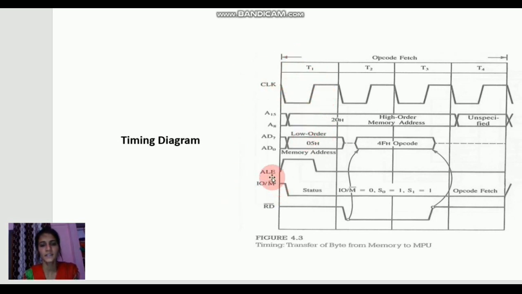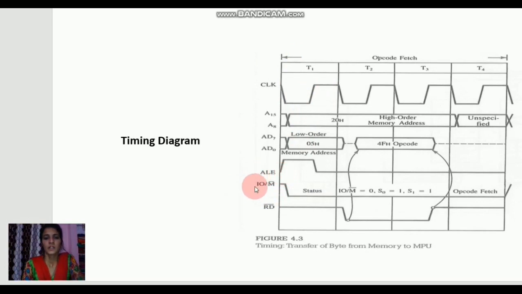Then there is the IO/M bar signal, which will be high if the address corresponds to input output devices, and low if it corresponds to memory. Since we intend to read from the memory, it is low throughout the cycle. In T1, read bar is high as data is not yet present.